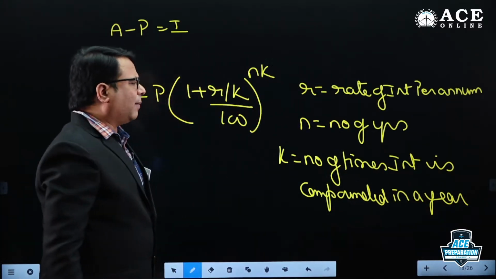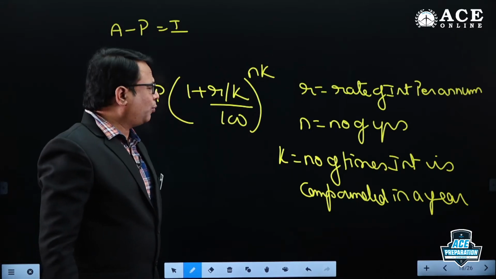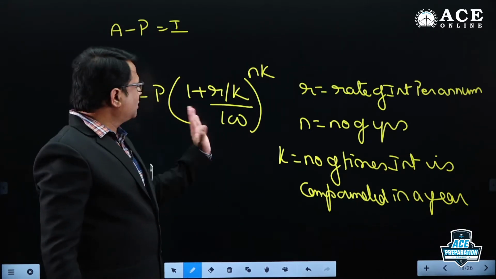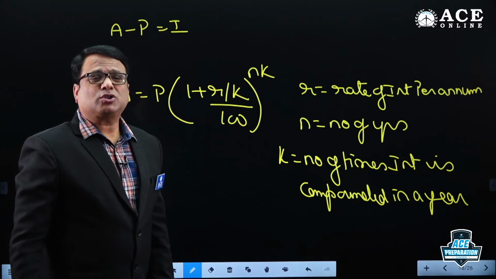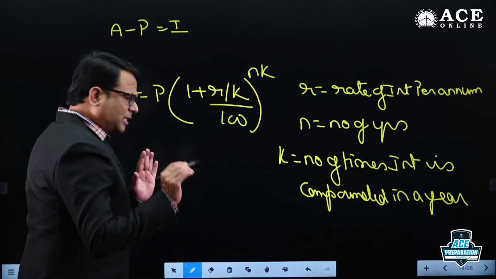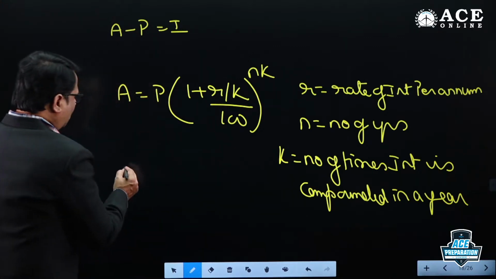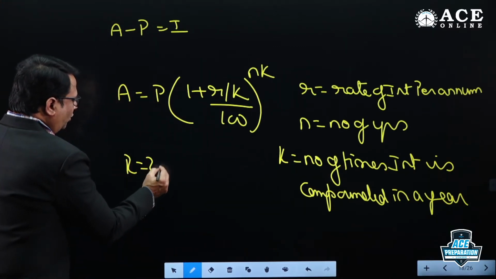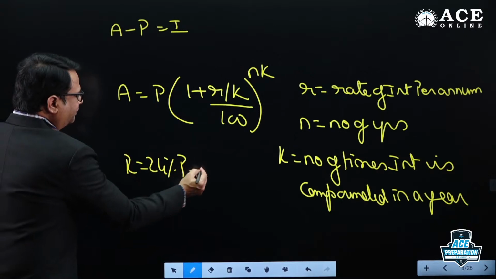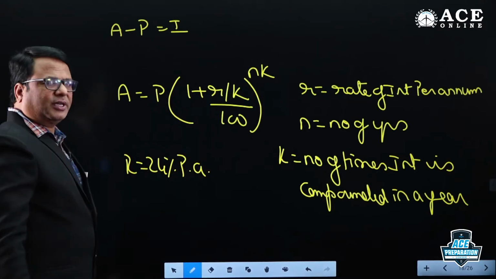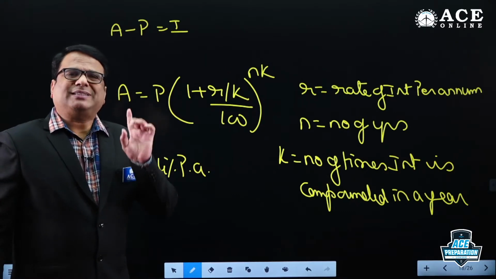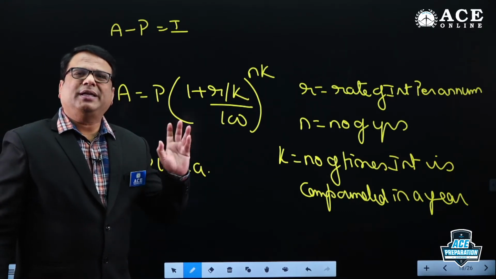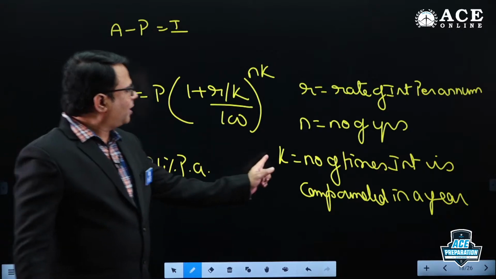So K is the number of times interest is compounded in a year. So this is the formula. Suppose I take an example: the rate of interest is 24% per annum. Now, if interest is compounded yearly, then the K value will become 1.